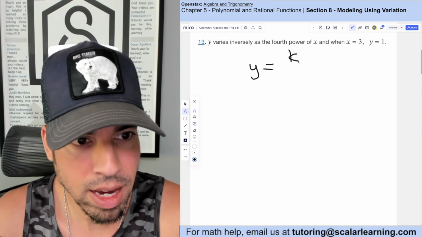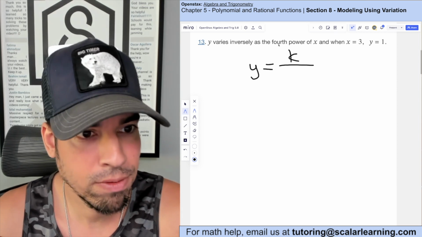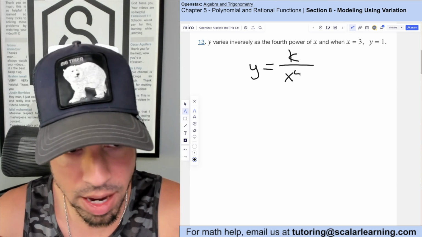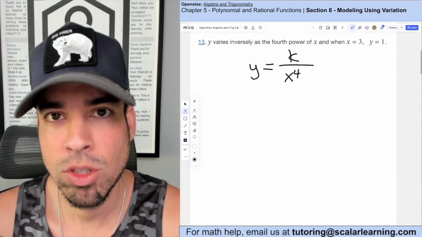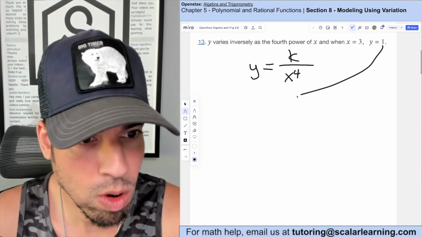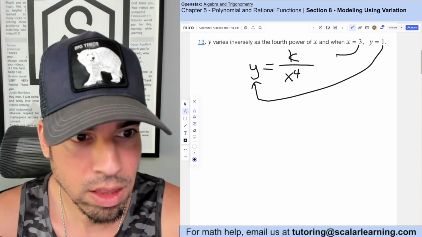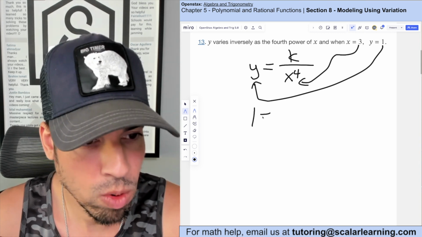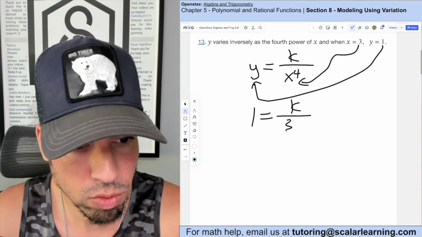So for this one, y varies inversely. Again, that means it's k over the x value as the fourth power of x. That's literally x to the fourth power. And now all we have to do is solve for k. So we're going to plug y in, 1 there, and that 3 in for x here. So we have 1 equals k over 3 to the fourth power.